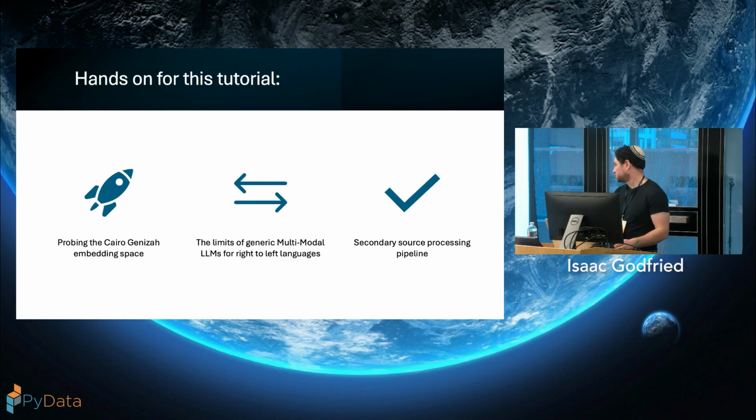And specifically for this tutorial, there are three things I want to highlight. One is probing the embedding space. Two is the limit of multimodal LLMs for right to left languages. And three is how to process semi-structured information in a hybrid manner. I specifically chose these three because even though this project in some ways is highly focused, these three are the most generalizable to any type of multimodal AI application.